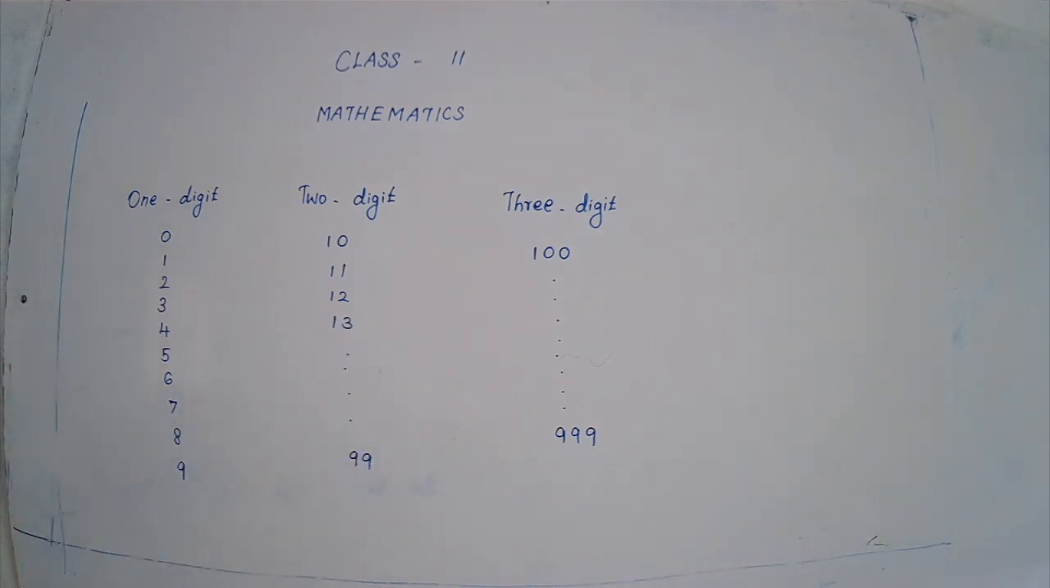And another thing, the smallest 1-digit number is 0. The smallest 1-digit number is 0. The greatest 1-digit number is 9. The greatest 1-digit number is 9.